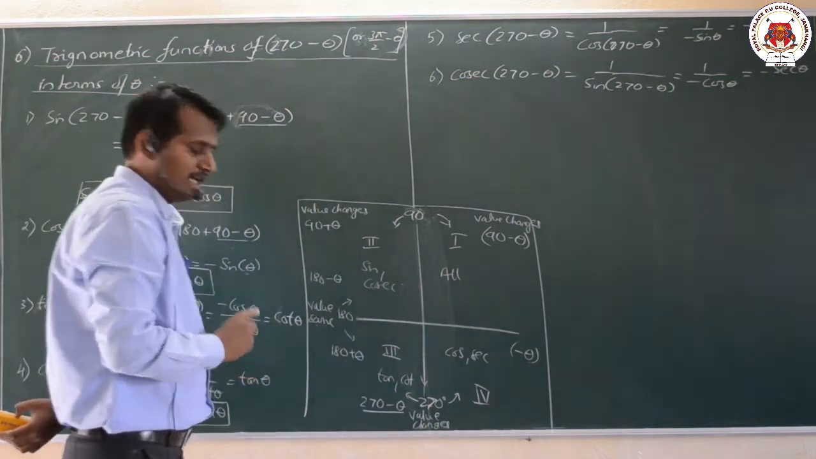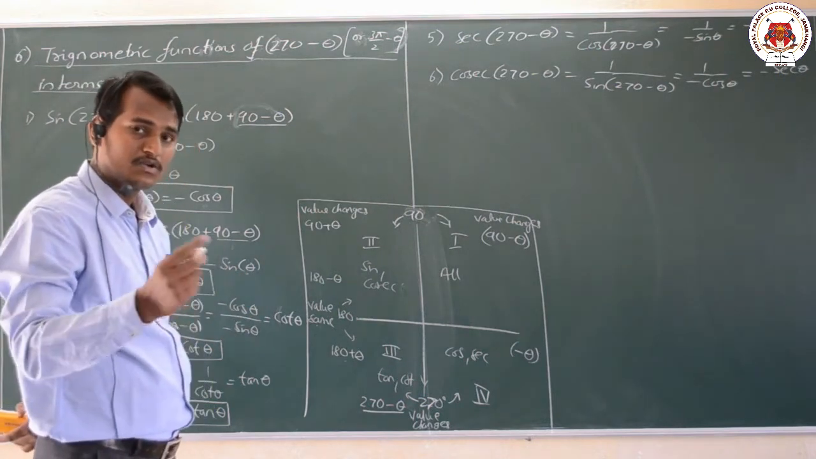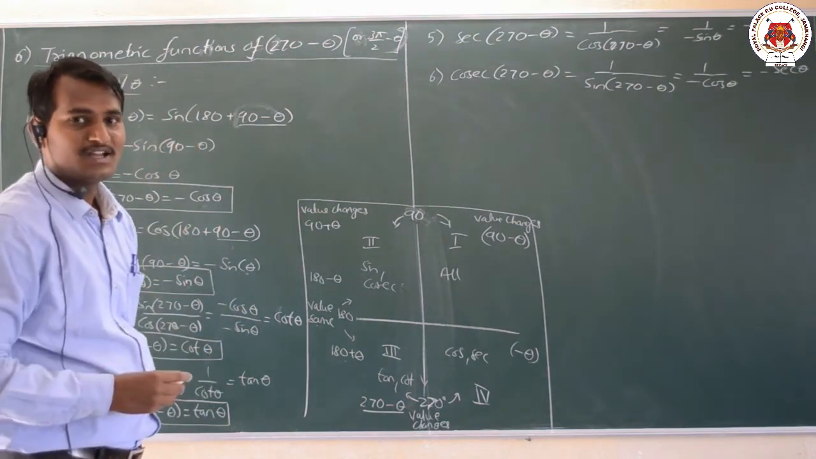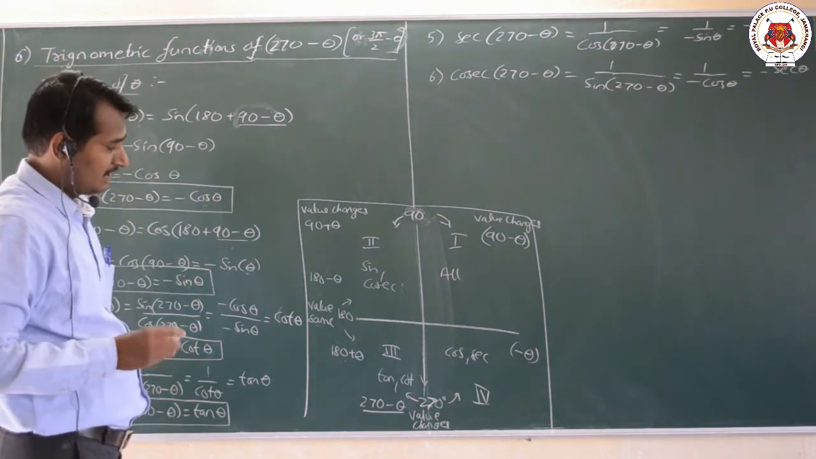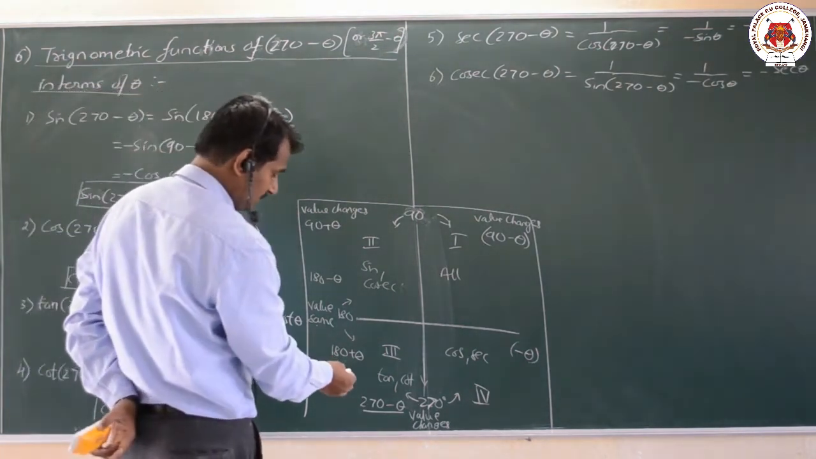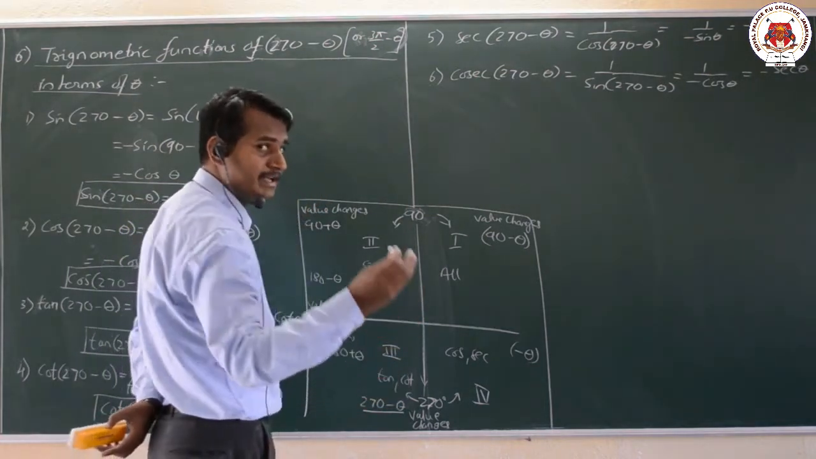That means value changes here. Value means what? Sine to cos, cos to sine, tan to cot, cot to tan, secant to cosecant, and cosecant to secant. Now what about this plus and minus sign? It all depends on this ASTC rule here. ASTC rule means what? Here only tan and cot are positive, remaining all are negative.